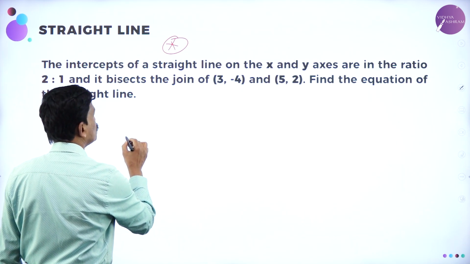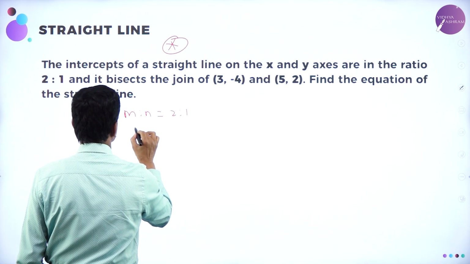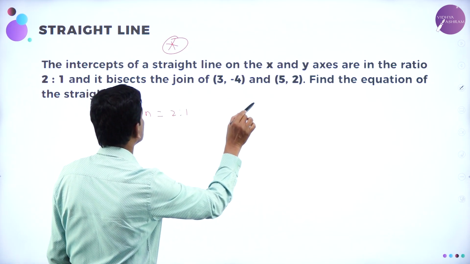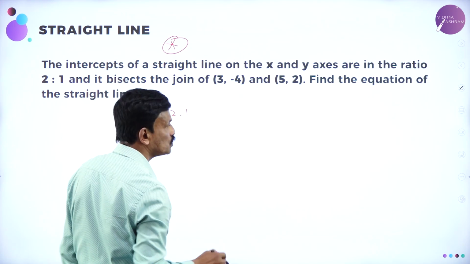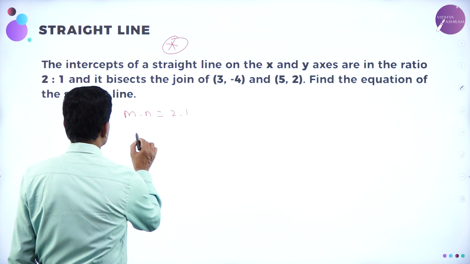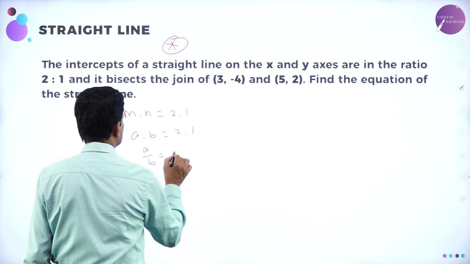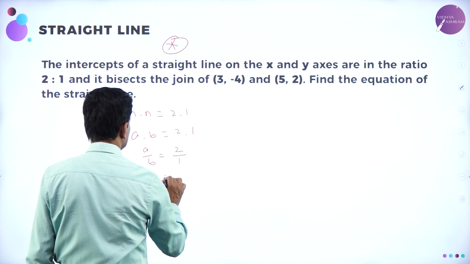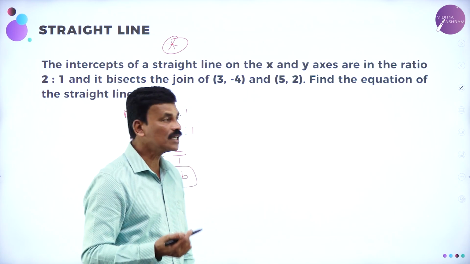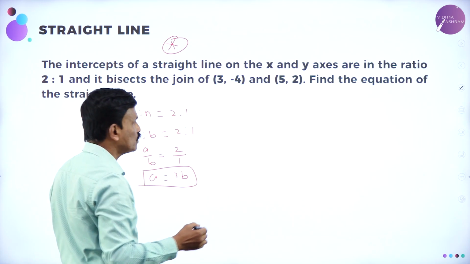So what is given? The ratio is given, m:n is 2:1, which is nothing but the intercepts of the straight line on the x and y axes are in the ratio 2:1. The intercepts a is to b, that is a is to b is equal to 2:1. That is a by b is equal to 2 by 1. Cross multiply. a is equal to 2 times b. a is equal to 2b. Now, another condition.